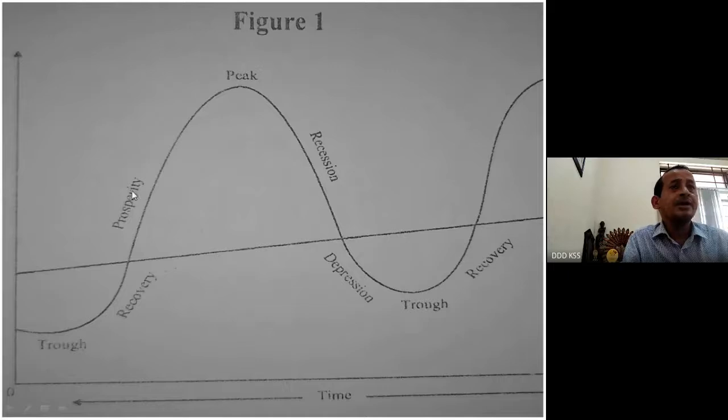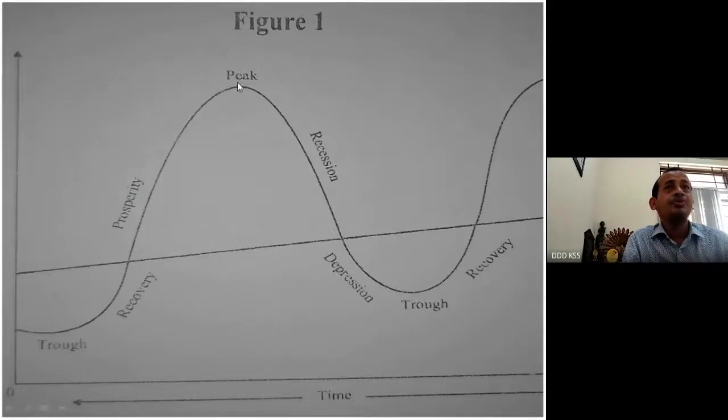Then after recovery, prosperity. Prosperity is basically the flourishing stage of economic activity in an economy. Here, new employment takes place, production increases, consumption increases, output increases, income also increases, and due to the increase in income, the spending power of the consumer increases, and that also accelerates the GDP. This is the prosperity stage. Then it is the peak. This is upward movement, and this is basically the peak.